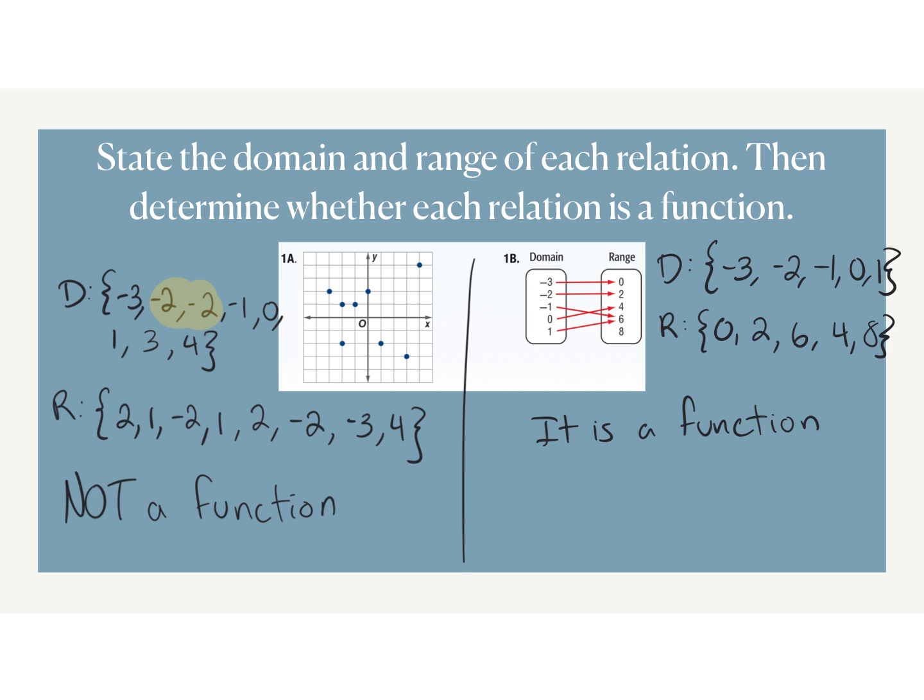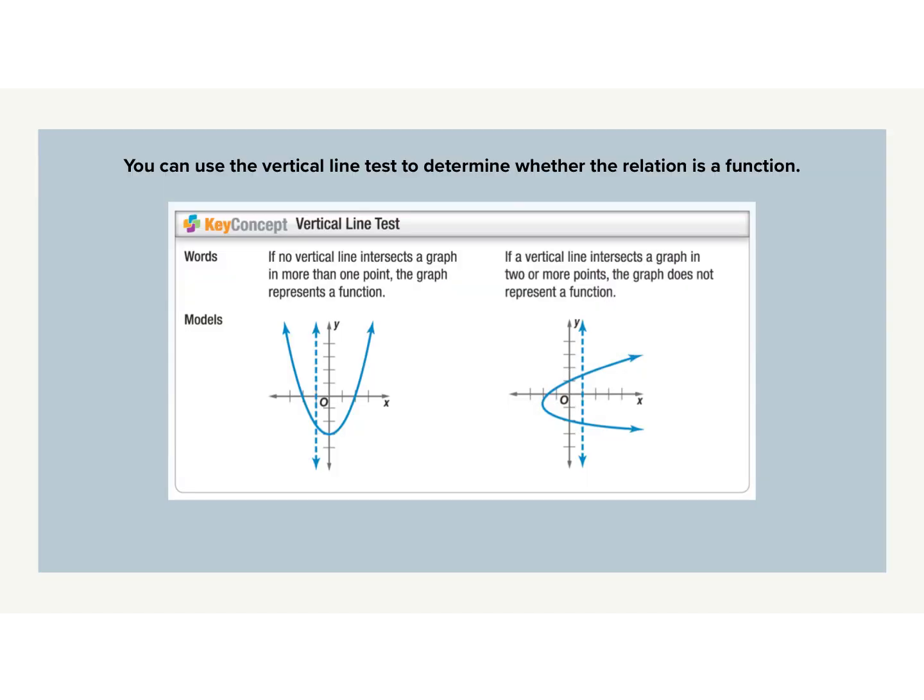Because the x does not repeat. Now the vertical line test. If no vertical line intersects a graph in more than one point, the graph represents a function. Again, like I mentioned at the beginning, if we were to draw a vertical line at any point in any of this graph, at least the left one, it would be a function because it only touches the graph once.